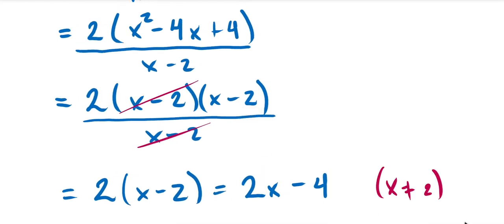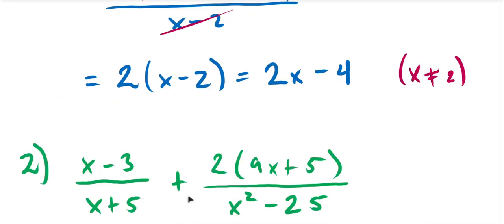We should note that now at the end, as at the beginning, x is not allowed to be the value of 2, because that would make this denominator 0. Okay, on to the next one. So this one doesn't precisely have like bases yet.